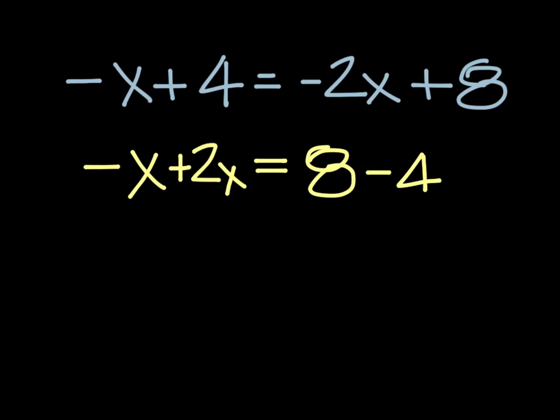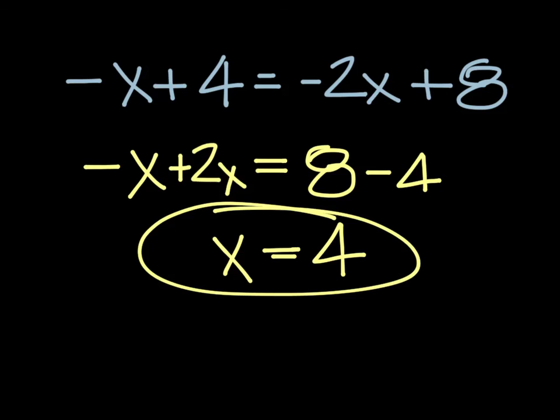What's a negative 1x plus 2x? What's negative 1 plus 2? Just 1, but you don't have to write the 1. It's just 1x. So 8 minus 4 is 4, and there's no division to do.